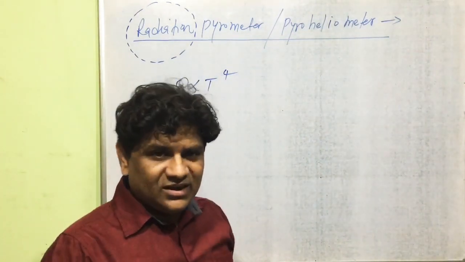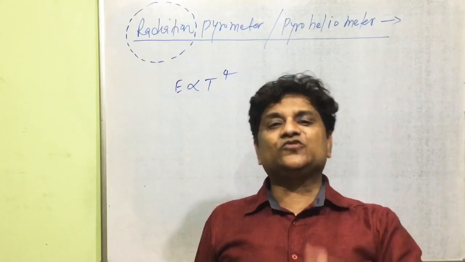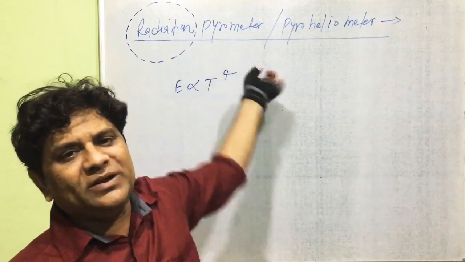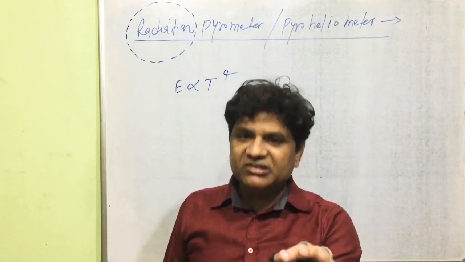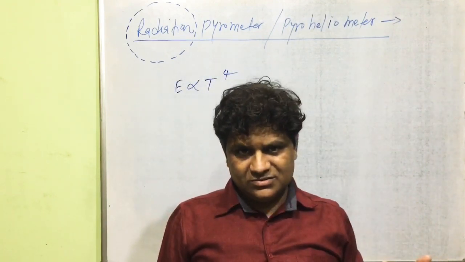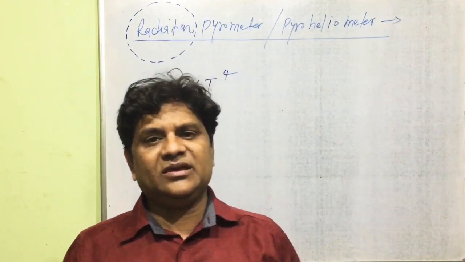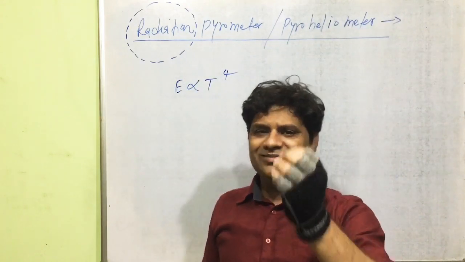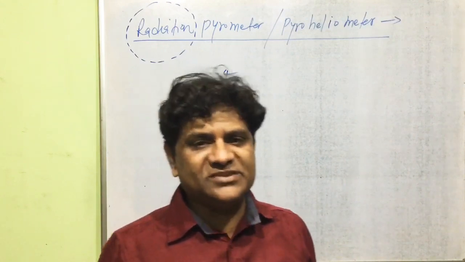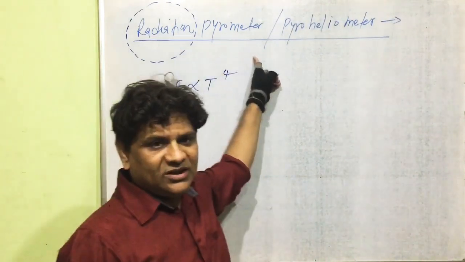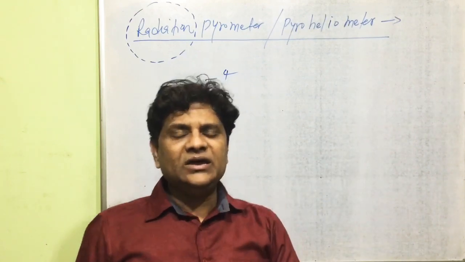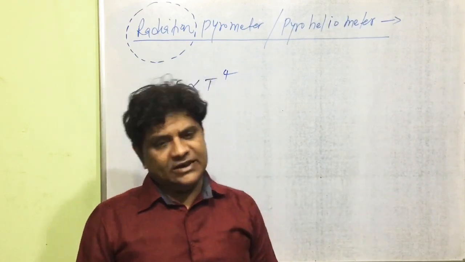Now the question arises: which thermometer is used to measure very high temperature? No doubt, radiation pyrometer is used to measure very high temperature. Again a question arises: which thermometer is used to measure the temperature of the sun? It is the radiation pyrometer. Its other name is pyroheliometer. Pyroheliometer is used to measure the temperature of the sun.